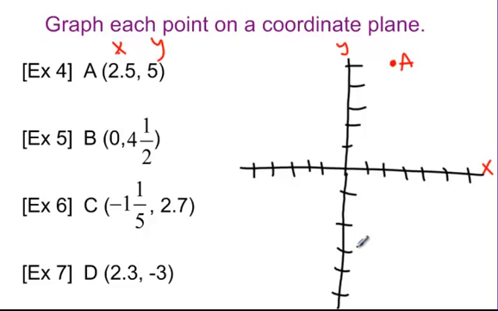So that's A. B, the X is at 0, so it doesn't go left or right. But the Y is at 4.5. So let's go up 1, 2, 3, 4.5. So there's my B. Try numbers 6 and 7 on your own.